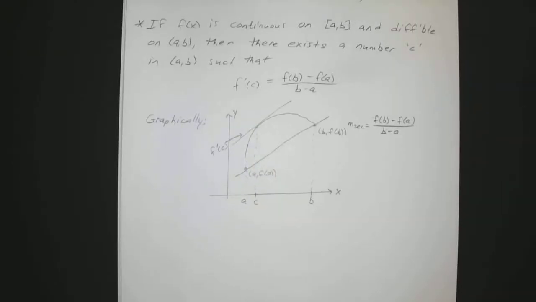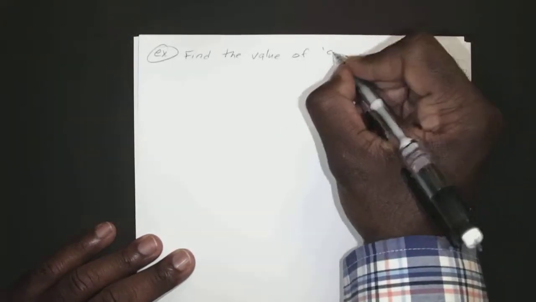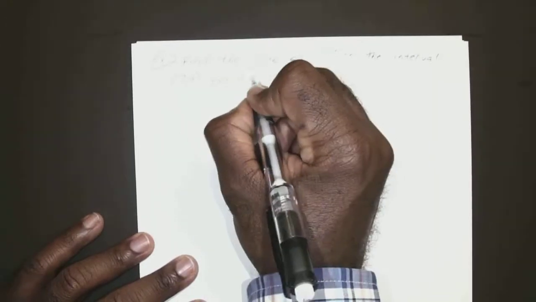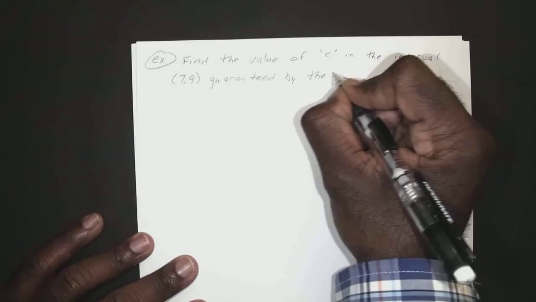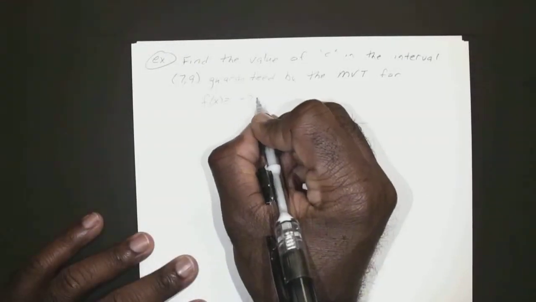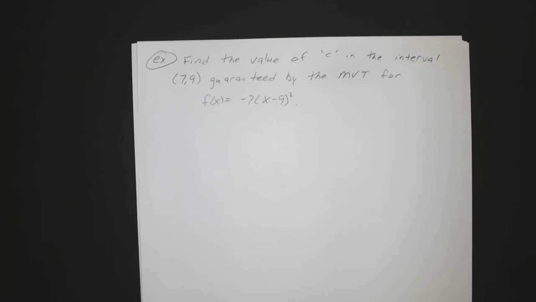All right, so let's say, for example, we want to find the value of C in the interval 7, 9, guaranteed by the mean value theorem for f of x is equal to -7 times x minus 9 squared.